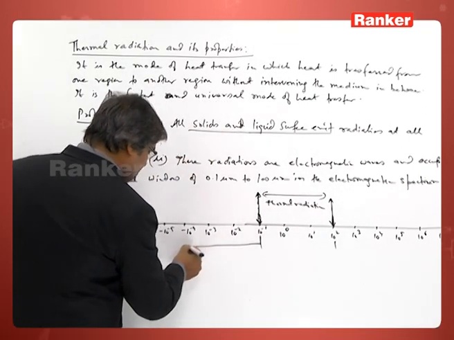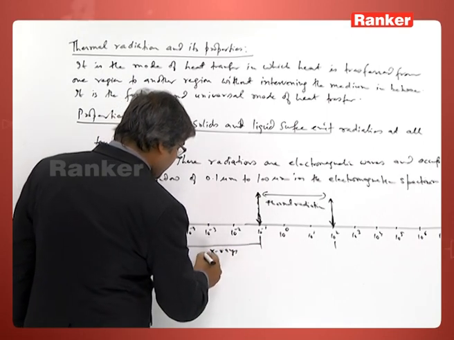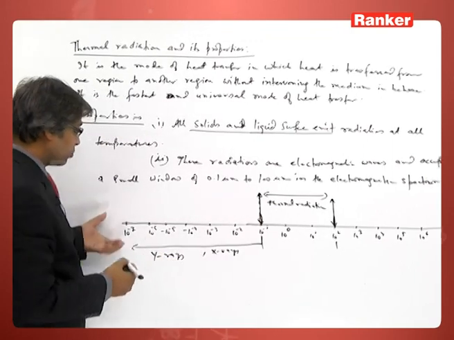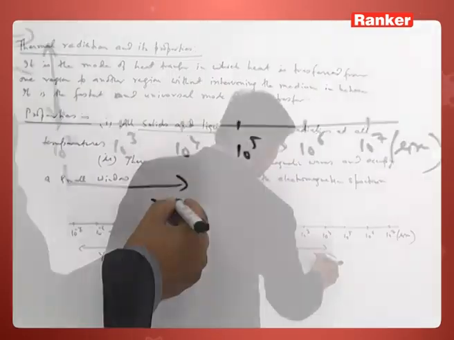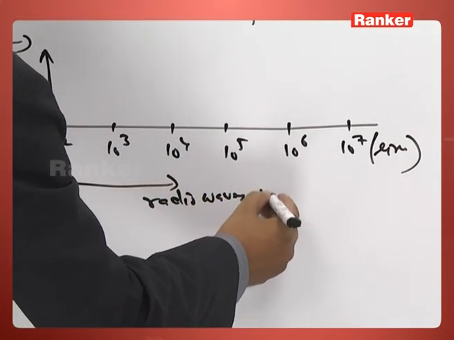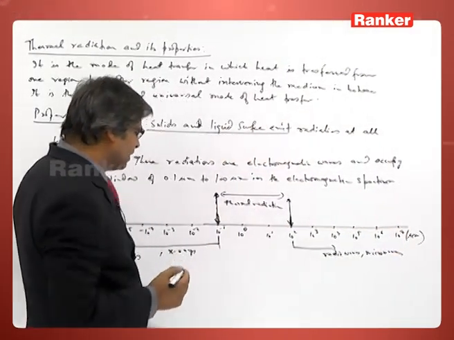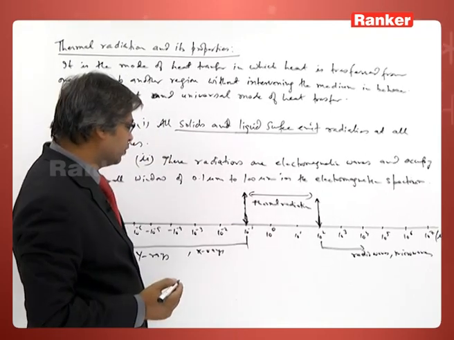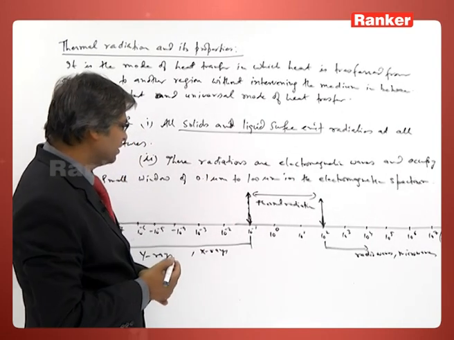Beyond this, you first have X rays and then gamma rays. Gamma rays are short wavelengths, and beyond this you have microwaves and radio waves. So, these are beyond this. Thermal radiation lies in a small window of 10 to the power minus 1 to 10 to the power 2, that is 0.1 micrometer to 100 micrometer.